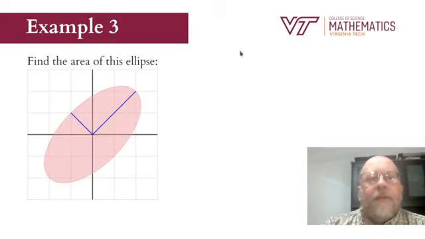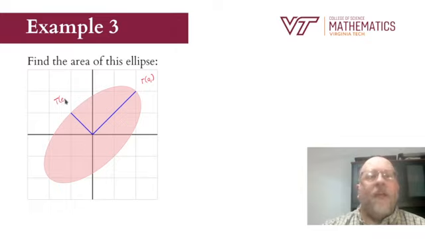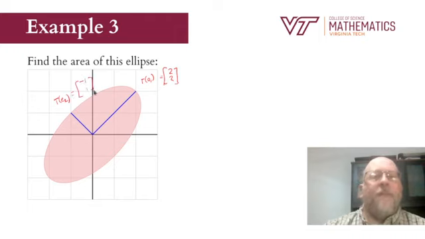All right. So let's find the area of this ellipse. So now my E1 and E2 have not just been stretched, they've been rotated a little bit. The coordinates for the transformed version of E1 are 2, 2. And the transformed version of E2 is -1, 1. And so our matrix is 2, 2, -1, 1.